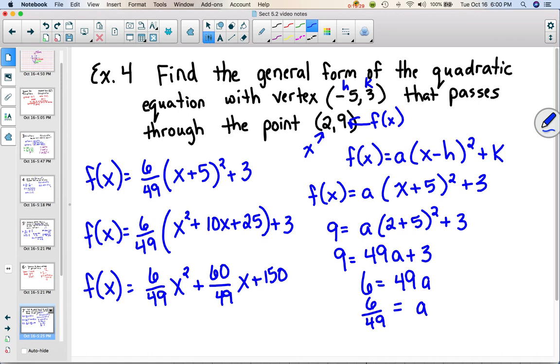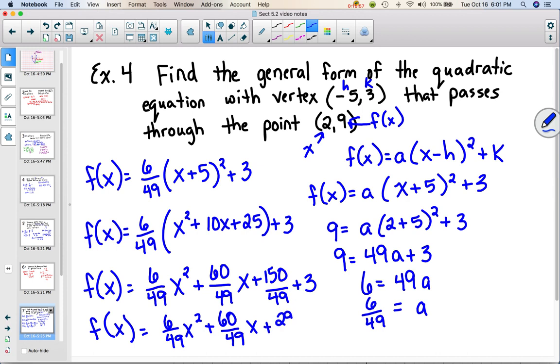150 over 49 plus 3. I know you guys would have grabbed a calculator by now. Hopefully I haven't made a mistake. Okay, I'm grabbing a calculator now. So, make a little computation. I get 297 over 49. Okay, well, that's in general form. I don't think the homework problem I assigned is that hard, but if it is, you'll be ready for it.